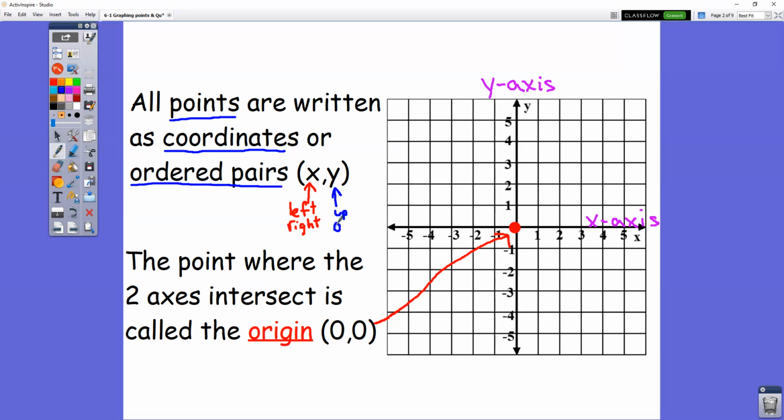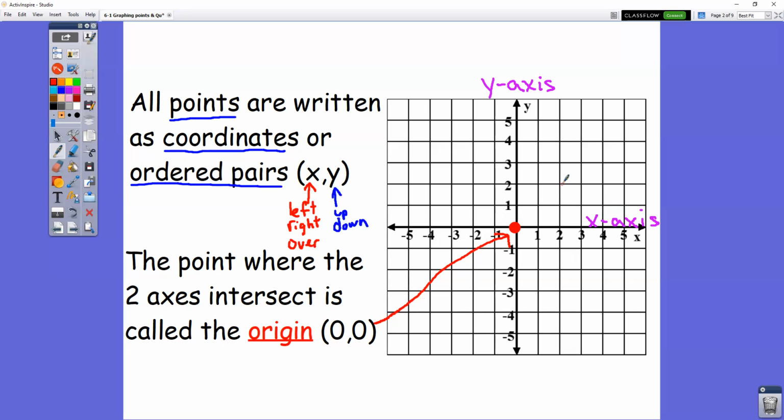Many, many times I will say "over" instead of left or right, because over could be left or right. So if you see me write the word over, that just means left or right. When we take a look at our coordinate plane, this is what a coordinate plane is. We have two axes: the x-axis and the y-axis.